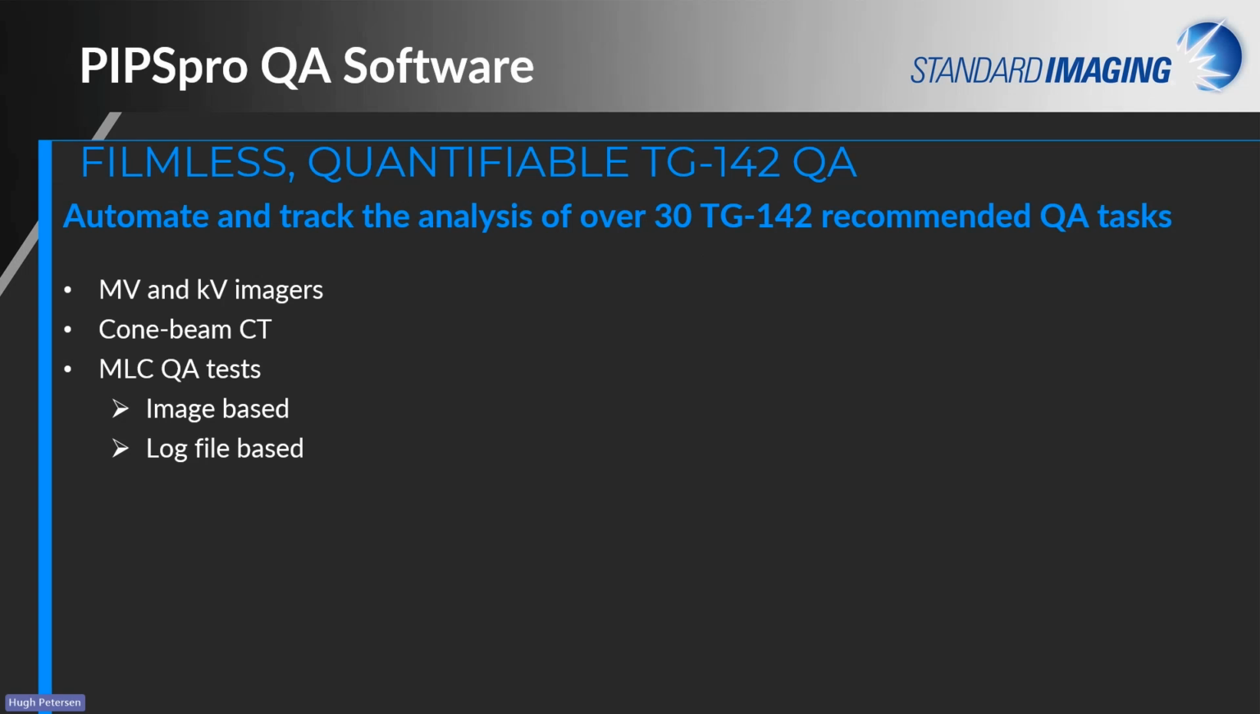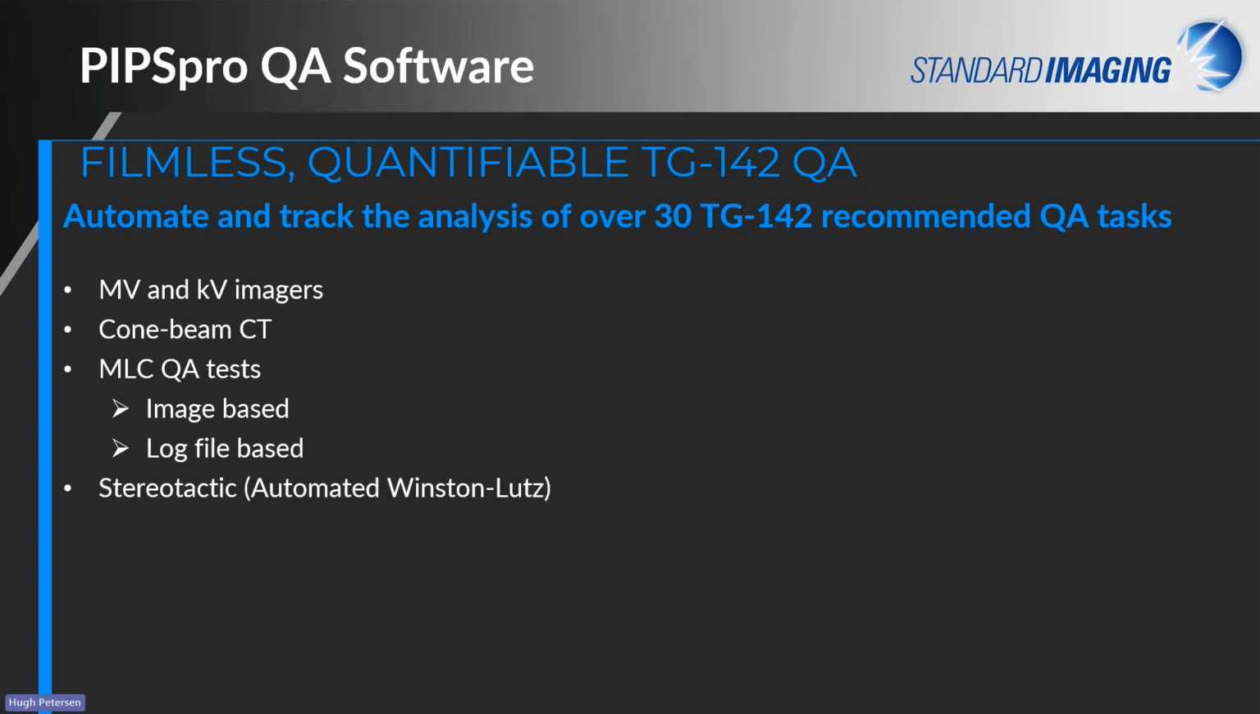We have MLC QA tests, both image-based and log file-based. Image-based, including picket fence, multi-port test, and also leaf transmission tests, both inner leaf and inner bank leakage, easy to say. And then we also have our log file-based software, which is leaf speed and reproducibility, repeatability tracking. And the nice thing about that is we actually cover each individual leaf. It's not an average over an open field, and I'll talk about that in a little bit.